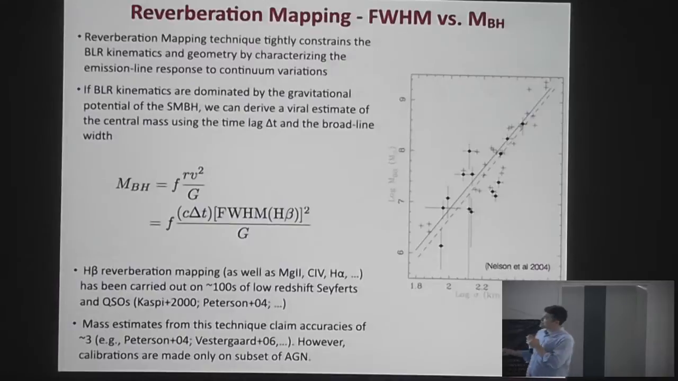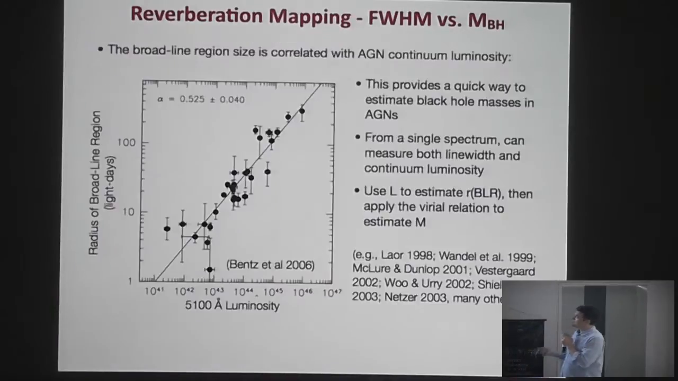So this is an interesting technique. You can also look at the broad line region size, and that's correlated with the AGN luminosity. So you can measure this for multiple objects, and you get essentially this broad line size, where the H beta emitting region sits, versus the luminosity. You see a nice relation here.